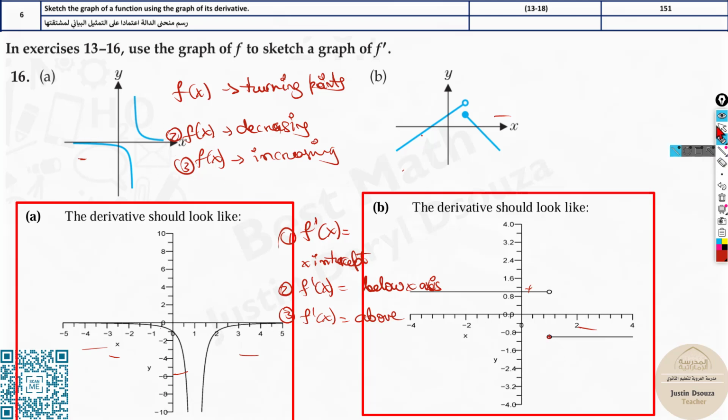And then what happens here? This has got no turning point, so it's just below, it's decreasing, so it's below. Here this is also decreasing, it just goes below. So you can see this is fine because it's already below, but this one should be below as well. And there is a vertical asymptote over here.